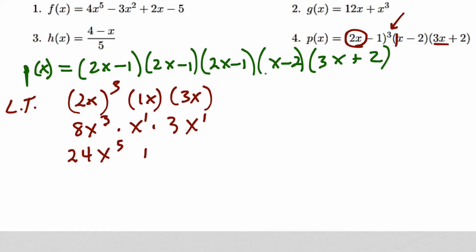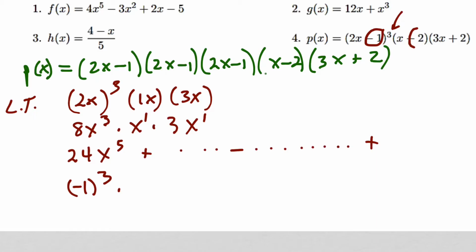Okay, so now what I haven't done is I haven't figured out what all these in-between terms are that I would get when I expanded this out. My x to the 4th, x to the 3rd, all the way down. All right, but I can also figure out my last term pretty easily by looking at my constants in each of these factors. So I've got a negative 1 cubed times a negative 2 times a positive 2.